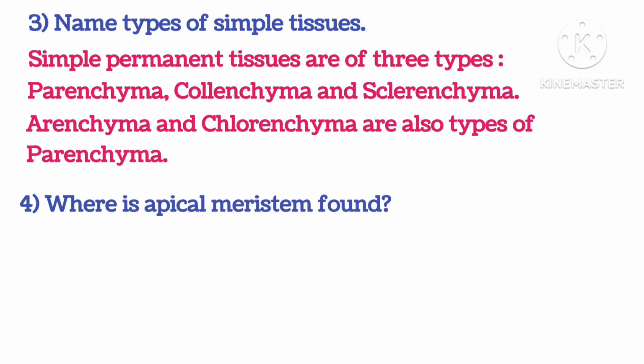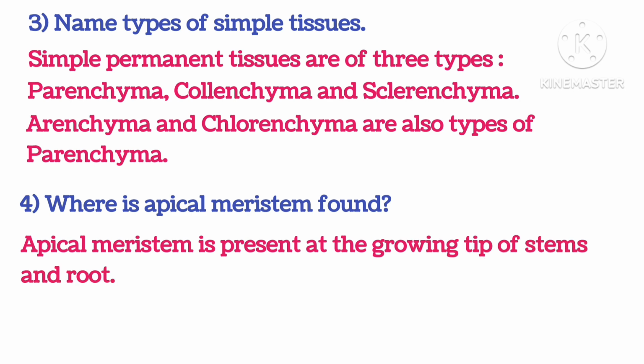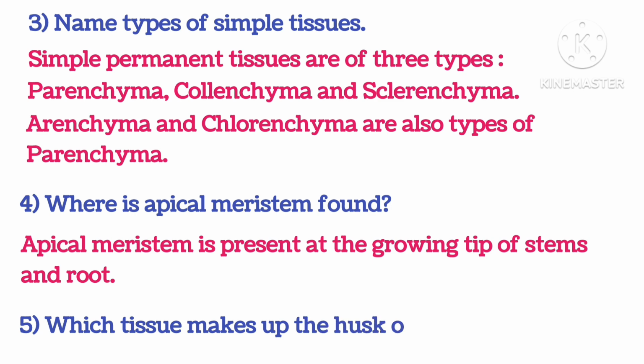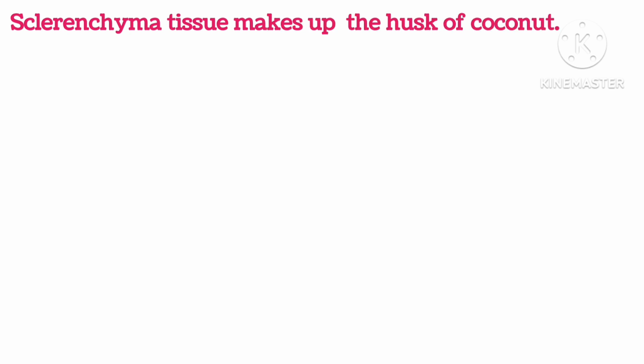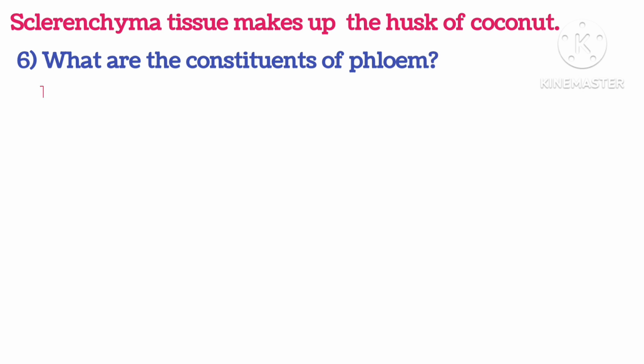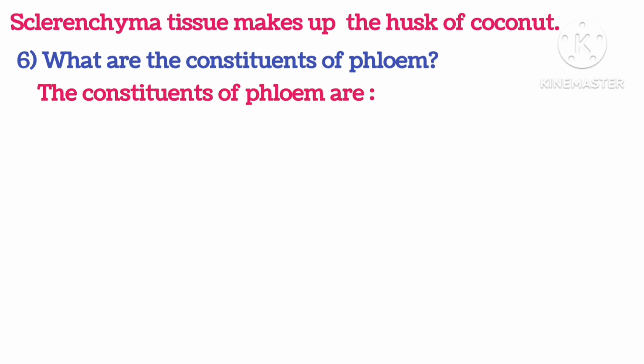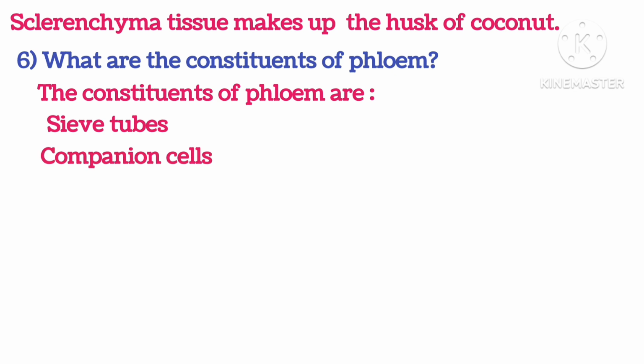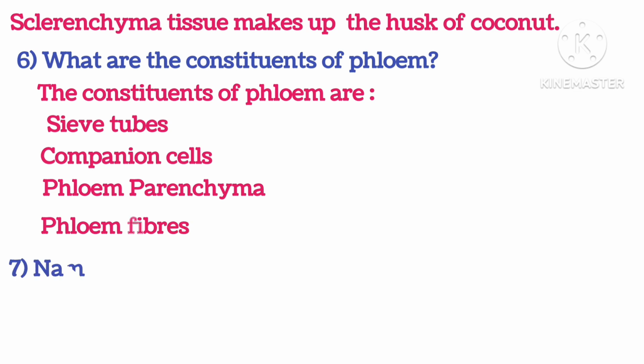Where is apical meristem found? Apical meristem is present at the growing tip of the stems and roots. Which tissue makes up the husk of coconut? Sclerenchyma tissue makes up the husk of coconut. What are the constituents of phloem? The constituents of phloem are sieve tubes, companion cells, phloem parenchyma, and phloem fibers.